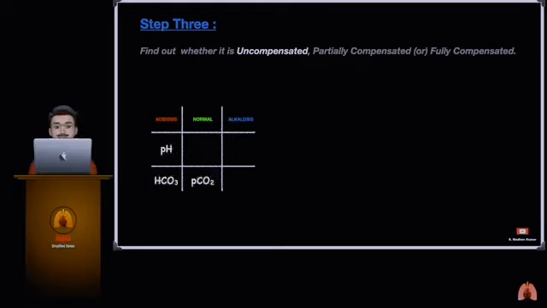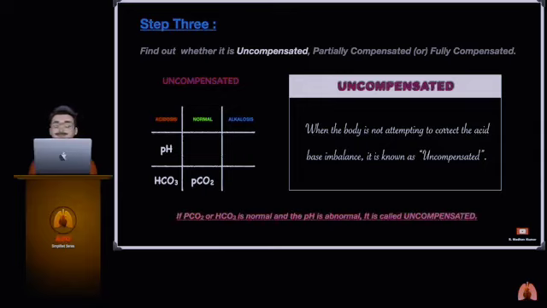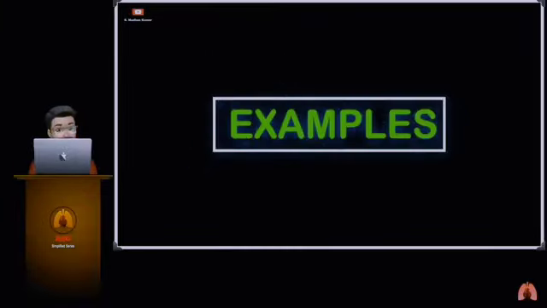If PCO2 or HCO3 is normal and the pH value is abnormal, it is called uncompensated. That means the body is not attempting to correct the acid-base imbalance. As you can see, pH is abnormal, PCO2 is in the normal range. Let us see some examples.